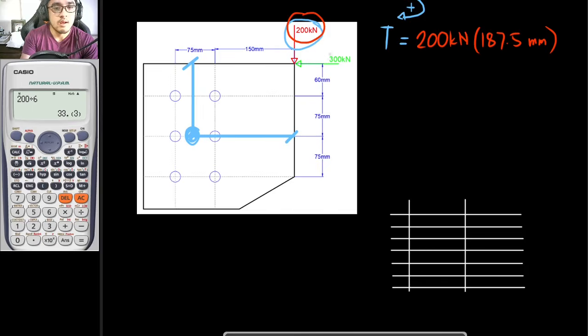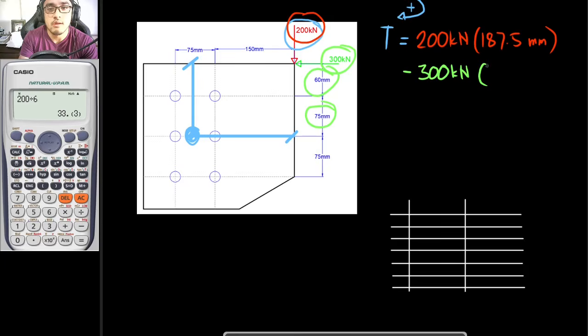And how about for this? For 300 kilonewtons, as you can see, this force right here would act counterclockwise if this is to be your fixed point. So from that, this should be negative 300 kilonewtons times our lever arm of 75 plus 60 mm, which is 135 mm. Do you guys follow?